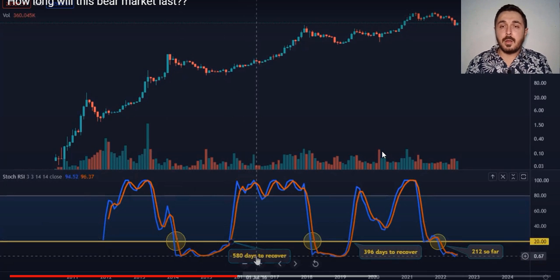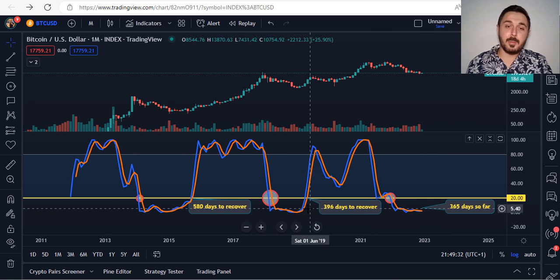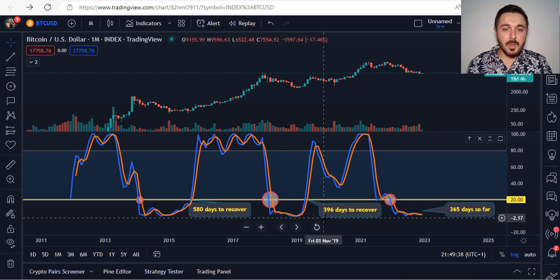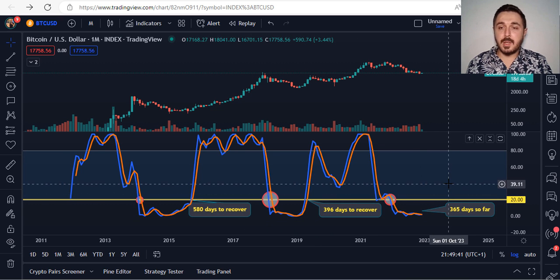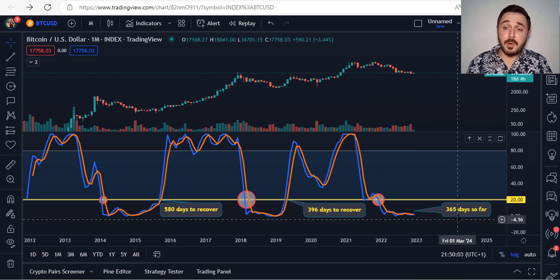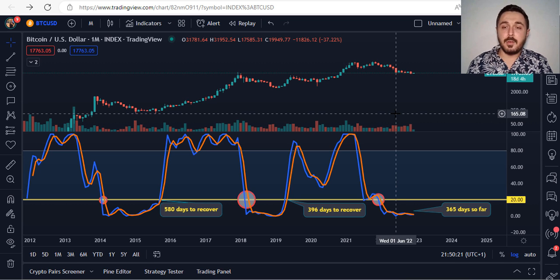We were eyeing Q1 of 2023, quarter one of 2023, just based on simple analysis, or this chart precisely. You can remember from our previous videos, 580 days to recover, 396 days. That's how we projected that we're going to have a cross above the 20 level. That's where we came from, the Q1. We don't just throw numbers. So far we're at 365 days. Let's watch and see how the coming weeks and handful of months play out.